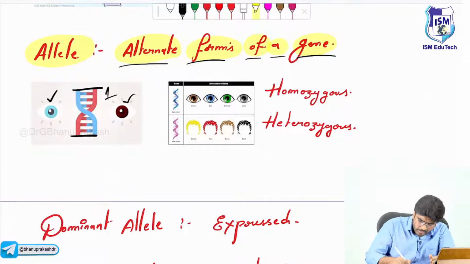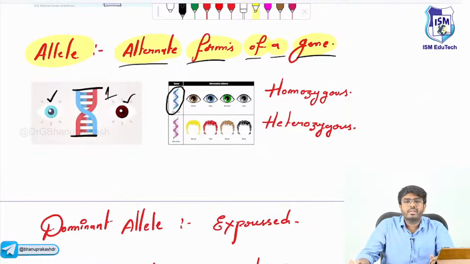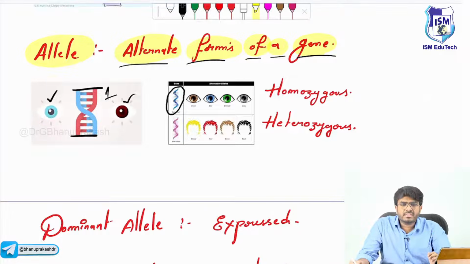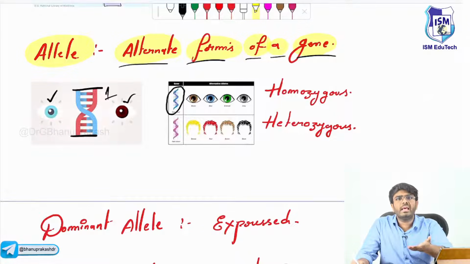Not only just that. For example, look here. Imagine this is a gene. So one gene is having how many alleles? See, there can be many alleles. Most of the students think there are only two alleles, sir. No, there are not just two alleles. There can be many alleles.